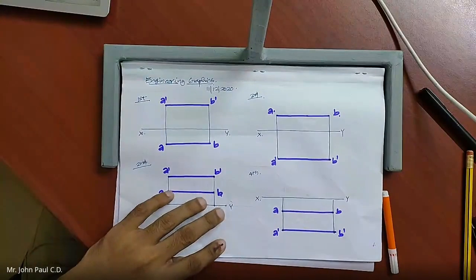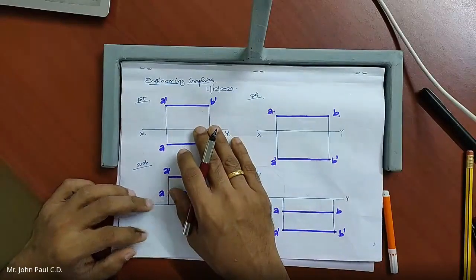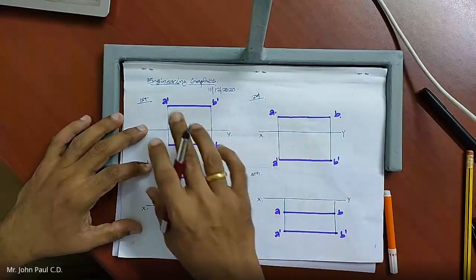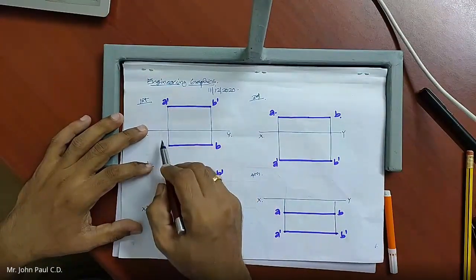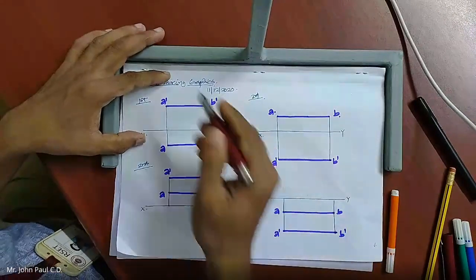Okay, thank you. Sorry. So I'm going to mark the dimensions now. I think this is 30, this is 10, this is 50. That's what I think. Am I right? Yes, sir. So the first one I will show how to mark the dimension.